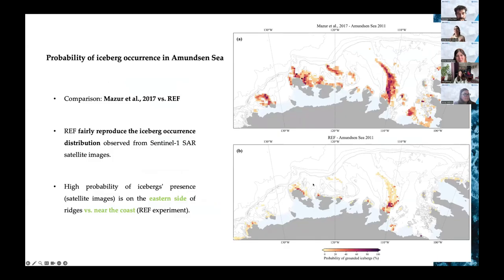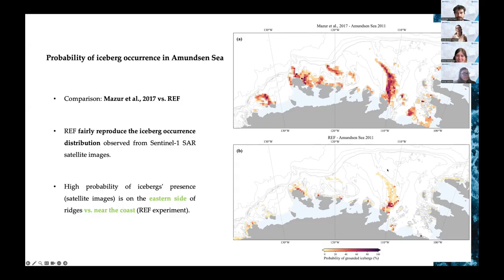Once these icebergs have the capacity to ground, we validate their persistence, comparing the probability of iceberg occurrence in the Amundsen Sea in our REF simulation, which corresponds to this panel, with observations obtained from Sentinel-1 satellite images published in the work of Mazur et al. in 2017. As you can see, the reference simulation fairly reproduces the shape of this iceberg occurrence distribution.